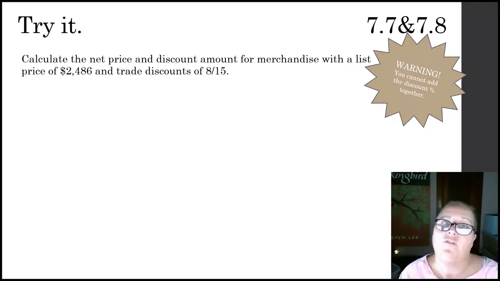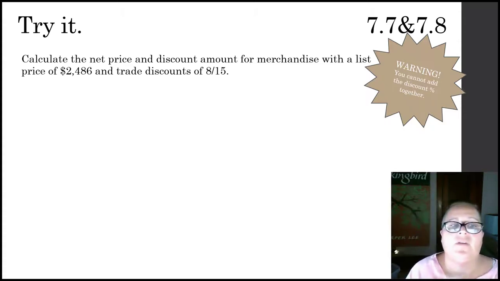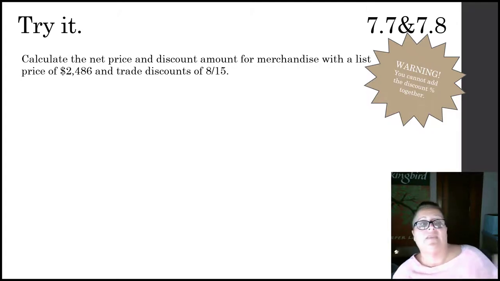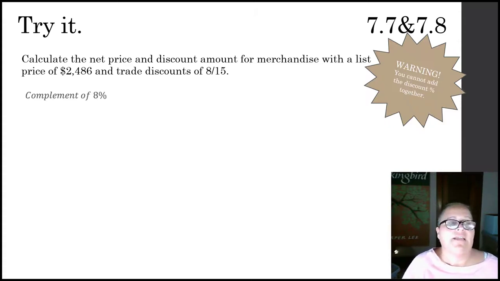This means that our first discount was 8% off. And once we found the new price, then we would be allowed to take another 15% off. So 8% first, then 15%. This trade discount only has 2 and not 3, and that is perfectly fine. All right, so we want to find the net price and the discounted amount.